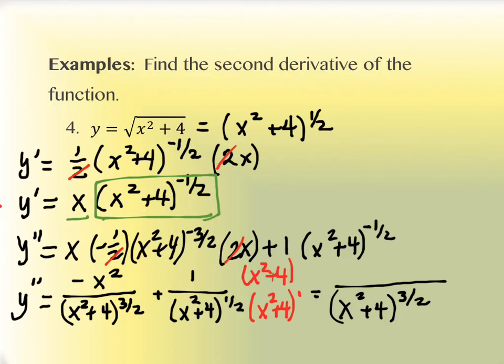Take a look at those numerators, though. Some of you have already done this, I can tell. This is a negative x squared. Here's a positive x squared. And here's a 4. Dr. Haynes. Yes, did I make a mistake?